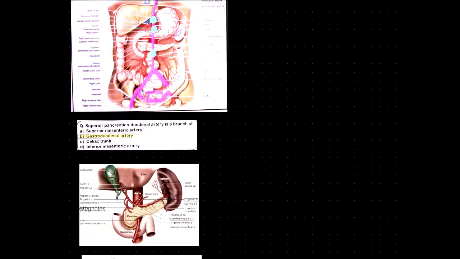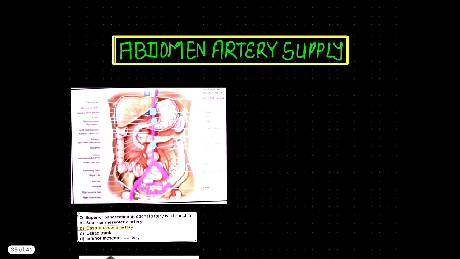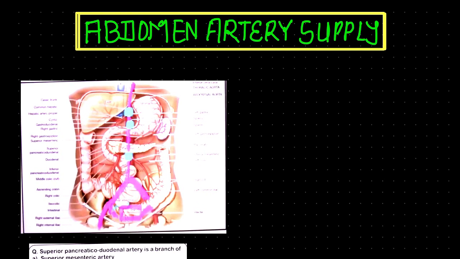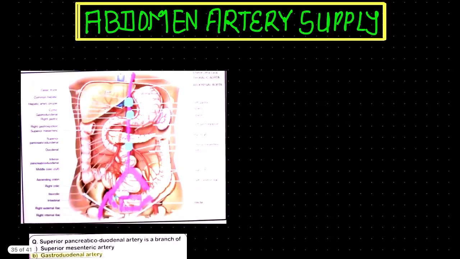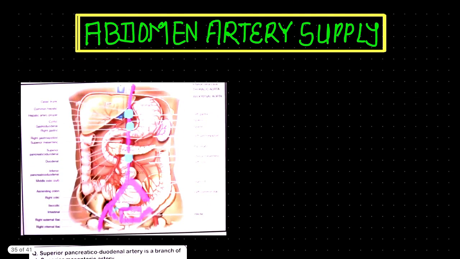The topic of discussion is our abdominal arterial supply. In this topic, we'll be talking about the different branches of the abdominal aorta. That means we'll be talking about the celiac, the superior mesenteric artery, and the inferior mesenteric artery. So these will be the discussions that take place in this lecture.